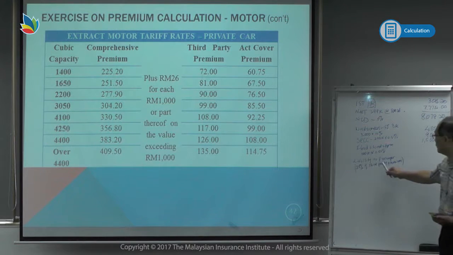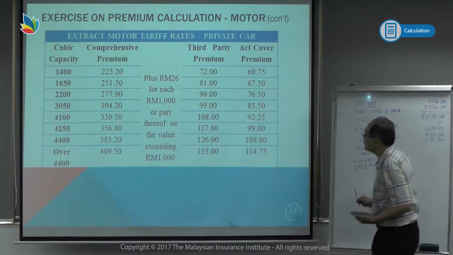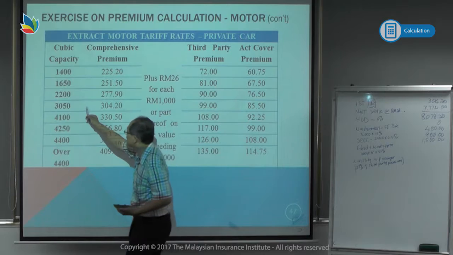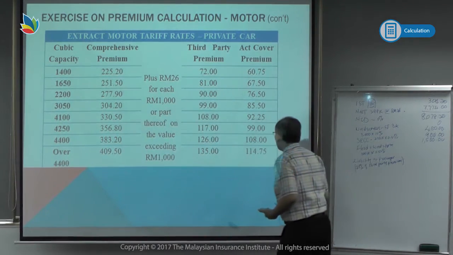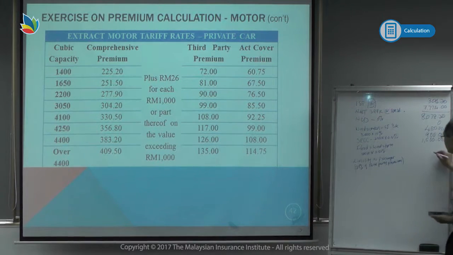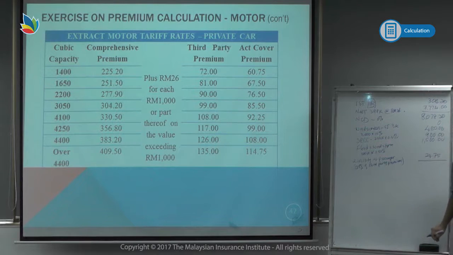Okay. Third party liability to passenger, 25% of third party risk. So this car falls under this category, isn't it? Yeah. Right? So you take 25% of 99. 24 ringgit 75 cents. Oh, got some more. Sorry. All drivers.